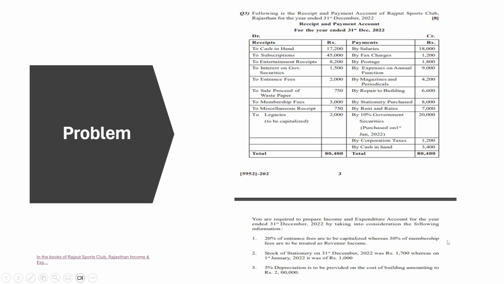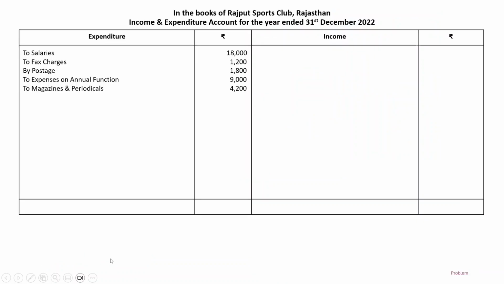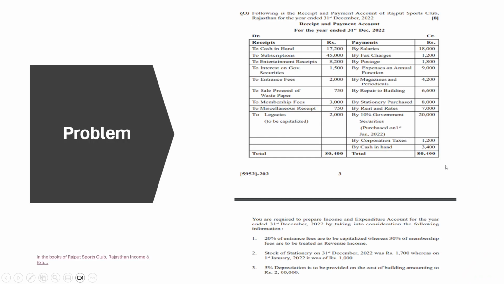Okay. The next one is given what? By repair to building, that is also a revenue expenditure. So the whole amount we have to transfer under the expenditure side of our income and expenditure account. So to repair to building 6,600. Okay, clear? The next, what is there?